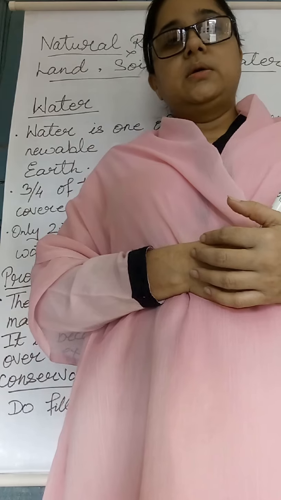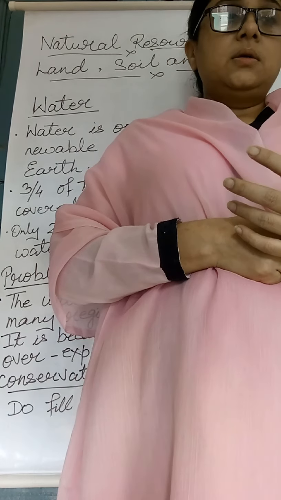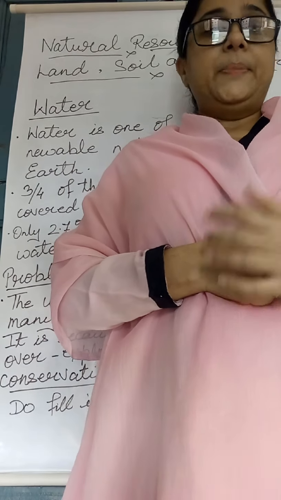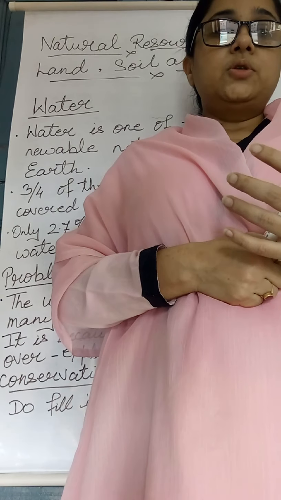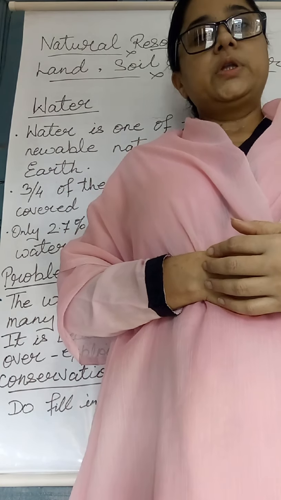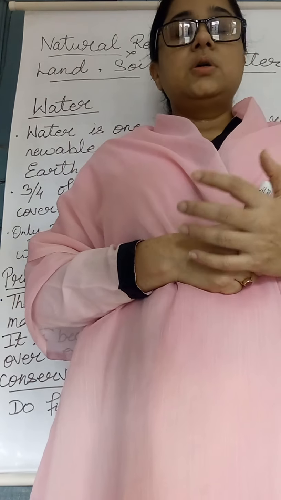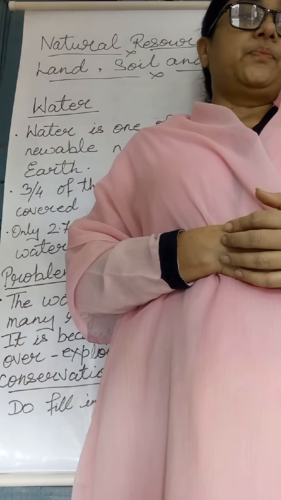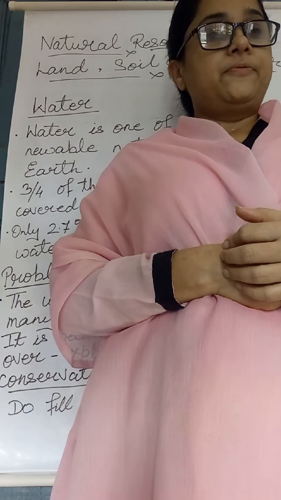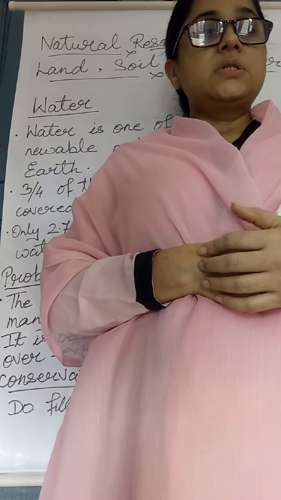Now, our Earth is the only planet in the universe that has water. About 71% of the total surface area of the Earth is covered with water. The Earth is often called a blue planet. Water is present on the Earth in the form of oceans, seas, lakes, rivers, etc.